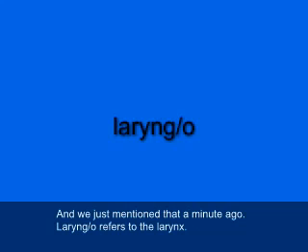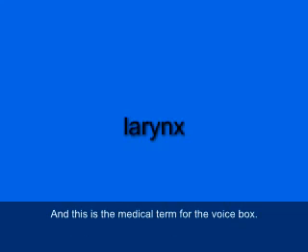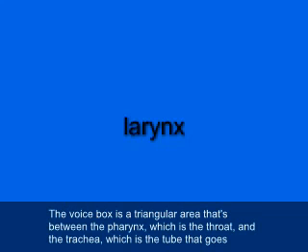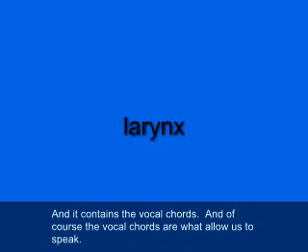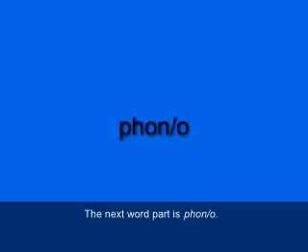The next word part is laryng/o, L-A-R-Y-N-G/O. And we just mentioned that a minute ago. Laryng/o refers to the larynx, and this is the medical term for the voice box. And the voice box is a triangular area that's between the pharynx, which is the throat, and the trachea, which is the tube that goes down towards the lungs. And it contains the vocal cords. And of course, the vocal cords are what allow us to speak. The next word part is phon/o, and that refers to the voice.